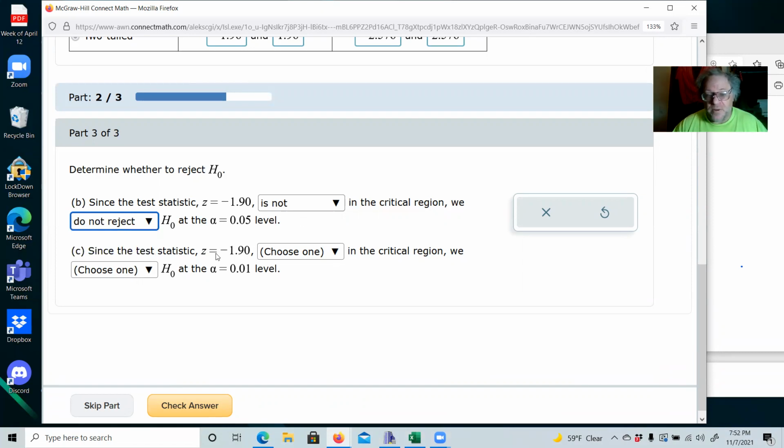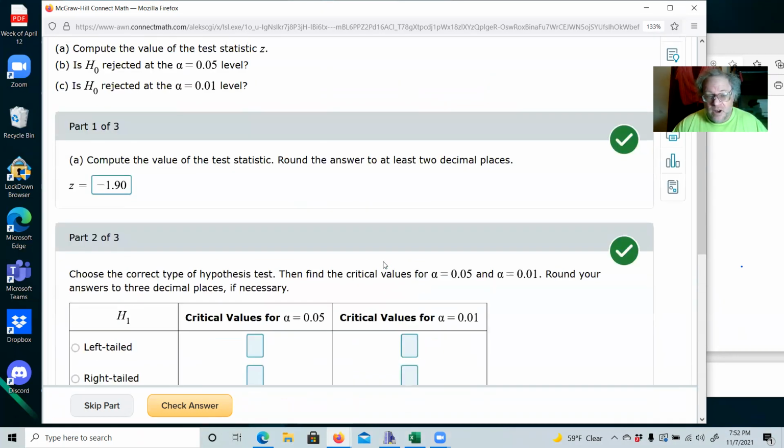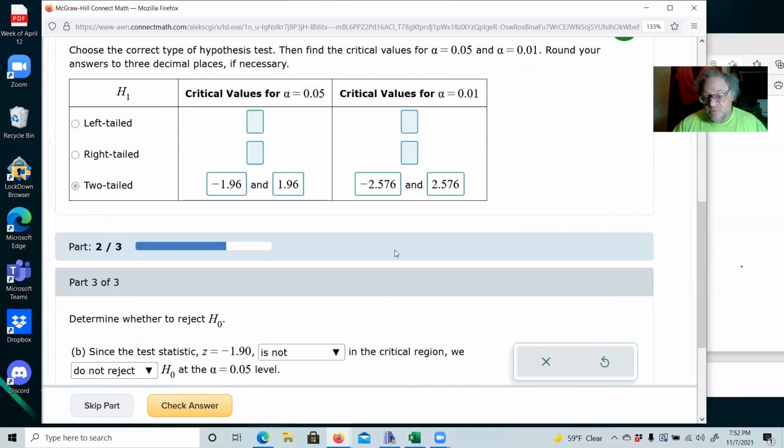And the same thing is going on here. The test statistic is not in the critical region. We do not reject the null hypothesis at the 0.01 level, because at 0.01 you have to be beyond negative 2.576. And our test statistic, negative 1.9, is not smaller than that.